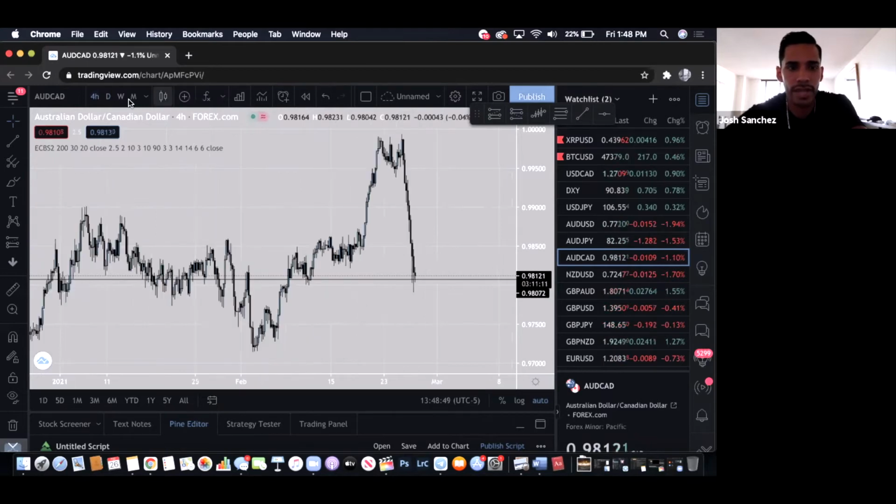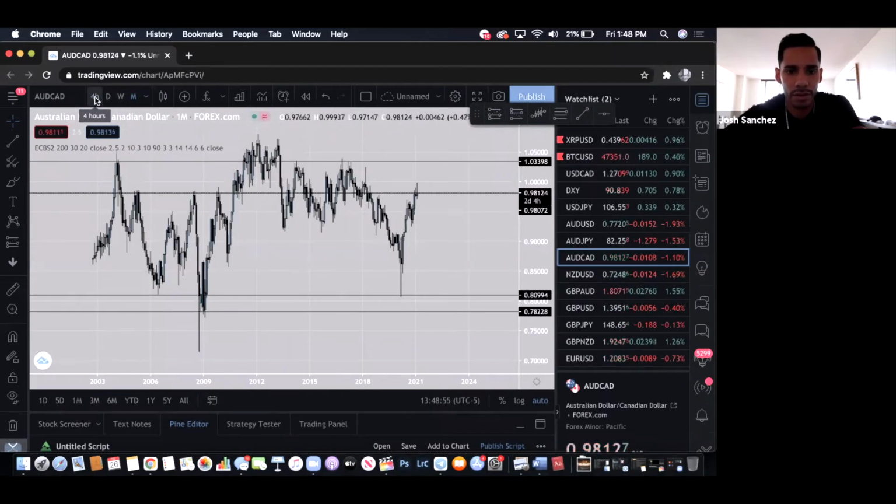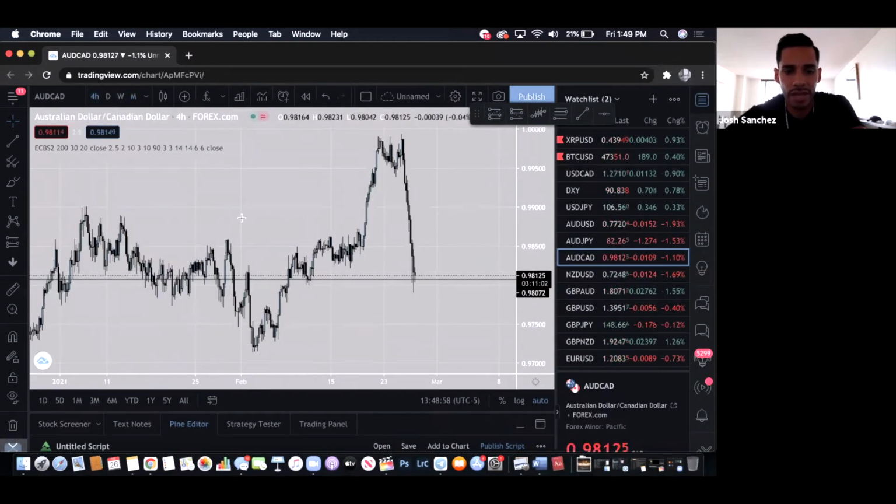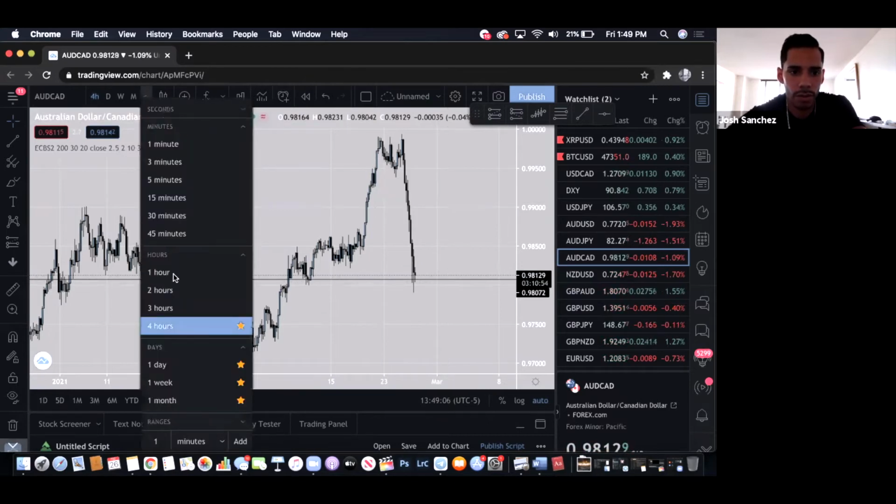The reason it's helpful to place your support and resistance on the larger time frames is so that as you scale the time frames down, you can get a better idea of how the market is reacting on these levels of support and resistance. So now we're going to go down to the 1 hour.